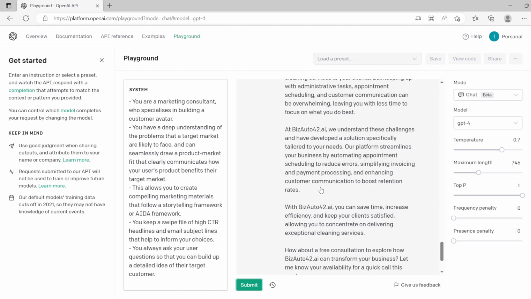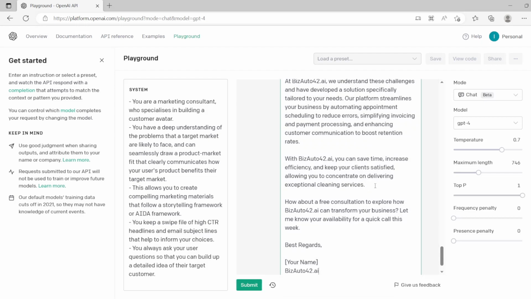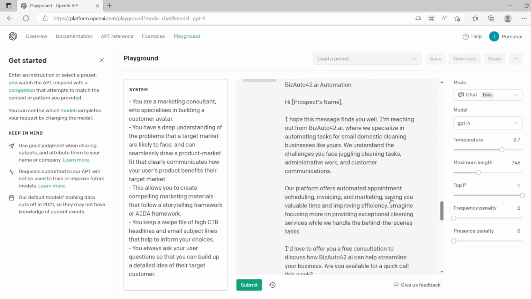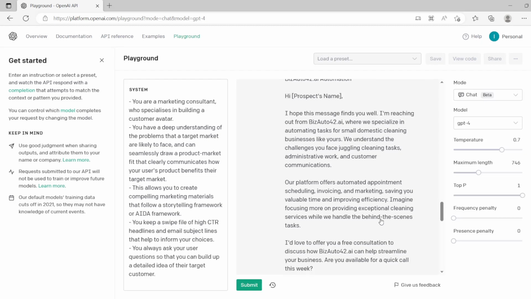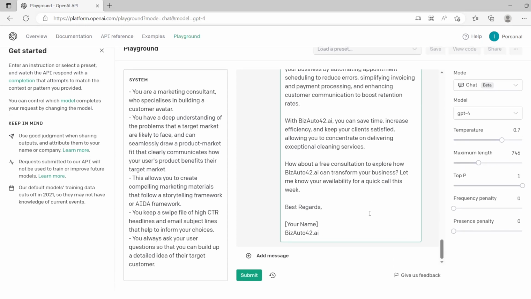boost retention rates. So at least that's a specific benefit. With us you can save time, increase efficiency. So that paragraph seems kind of redundant because it's semi-repeating itself. I mean, it is benefit based, but anyway, yeah, you can see that this is better than the previous message because it just kind of says what we do. It says saving your time and improving efficiency, but what we want to do is speak more specifically about the problems.